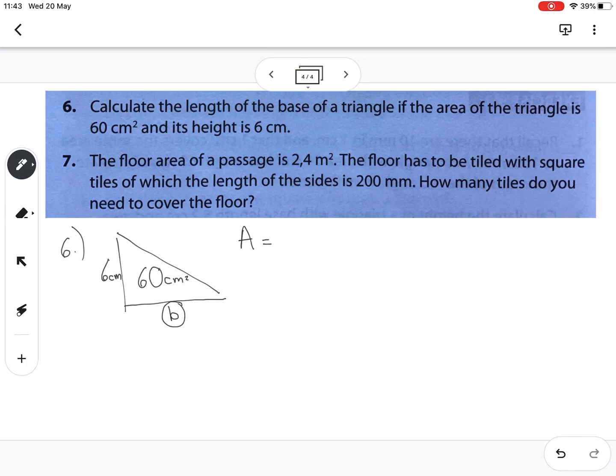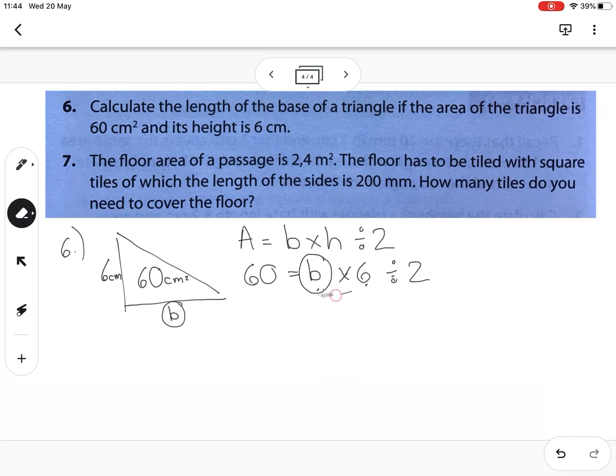Area for this is base times height divided by 2. We now know the area is 60. We don't know what the base is. We do know the height is 6, and we know we would have divided that by 2. So you end up asking yourself, what times 6 divided by 2 will give me 60? Quick guess, 10 times 6 is 60, okay, but 60 divided by 2 is 30. So it's not 10, it's going to be double 10. So this way you can solve B.